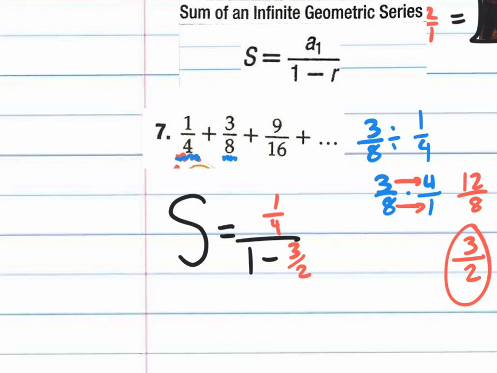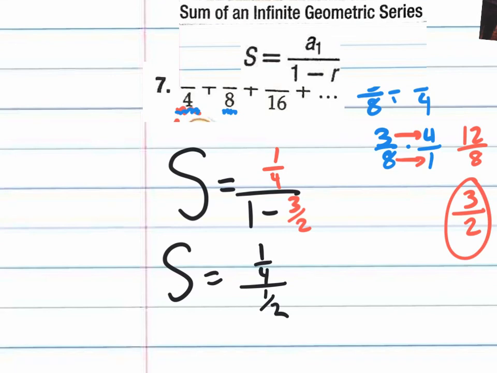All right, so what is 3/2 really? You might want to rewrite that as 1.5. But anyway, what if you had 1 take away 1.5? Think about that. You have $1, take away $1.50, you're going to still have a negative 50 cents. So you're going to have a negative half left over. So this summation is really 1/4 divided by negative 1/2.